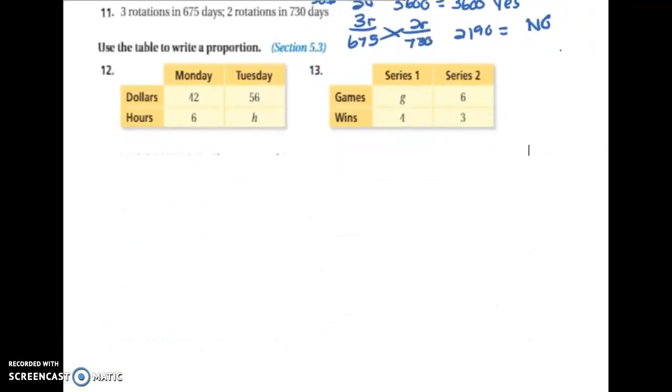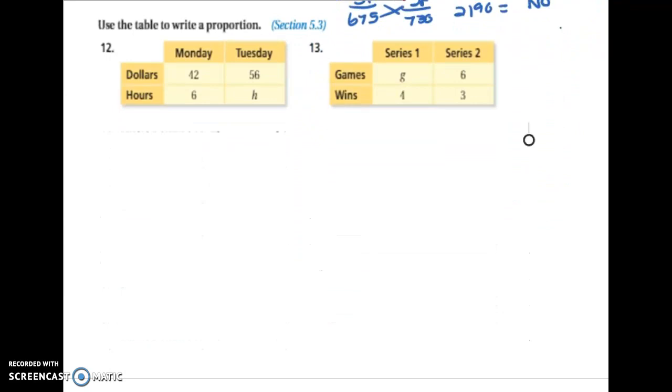All right, now moving down to 12 and 13, use the table to write a proportion. Now, like I said in class, technically on your test, I believe it only asks you to write a proportion, but we were practicing solving proportions on your test tomorrow. I'll tell you if you need to solve, but you at least need to know how to solve.